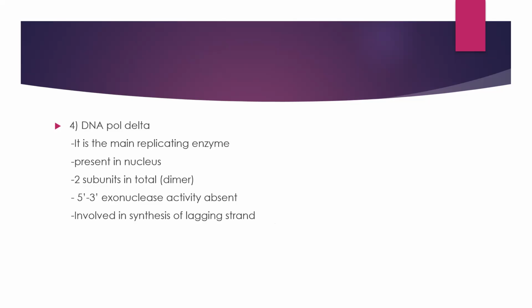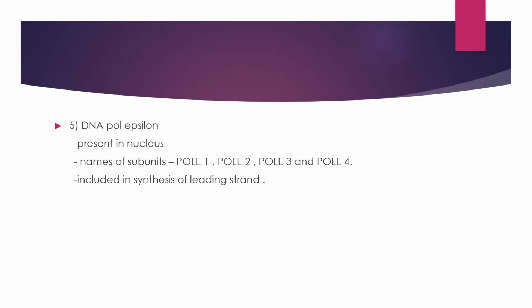The fourth one is DNA polymerase delta. It is the main replicating enzyme present in the nucleus. It has 2 subunits in total, so it is basically called a dimer. 5' to 3' exonuclease activity is absent, and it is involved in synthesis of the lagging strand.